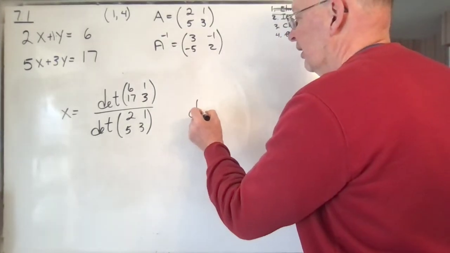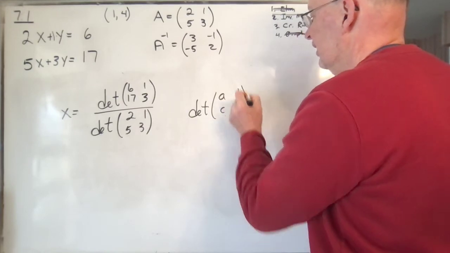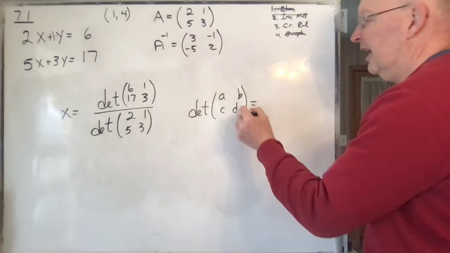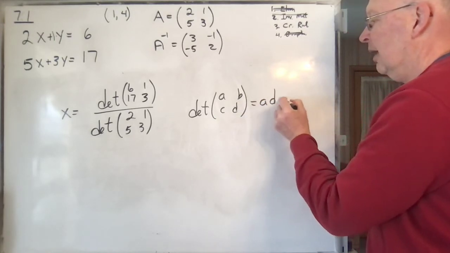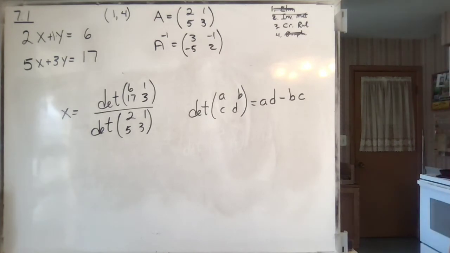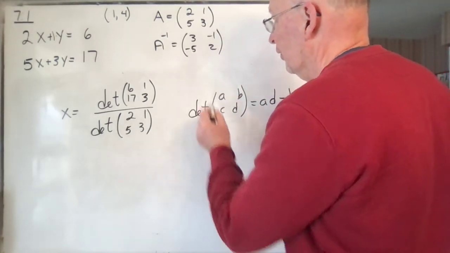Okay, let's try one more just to make sure you got it down solid. Take the determinant of A, B, C, D. What would that be if you were to actually give the formula? It would be A times D minus B times C. Okay? And by the way, now that I've mentioned that to you, here's the answer for a 2 by 2 matrix.